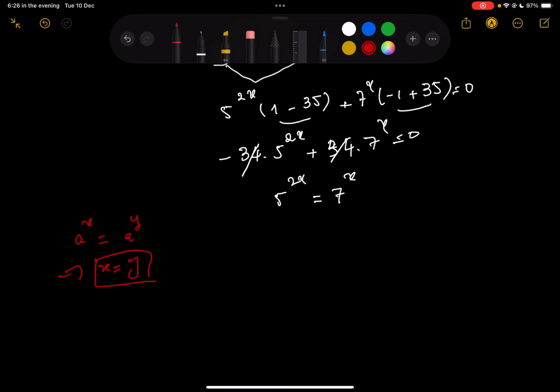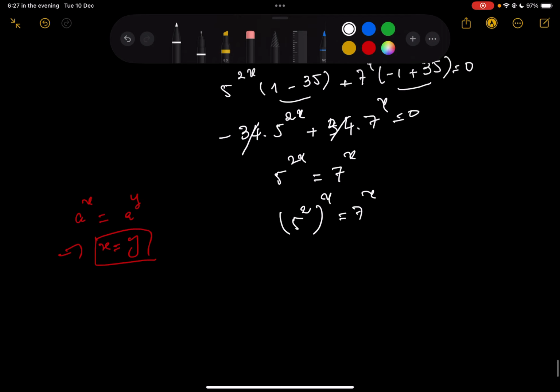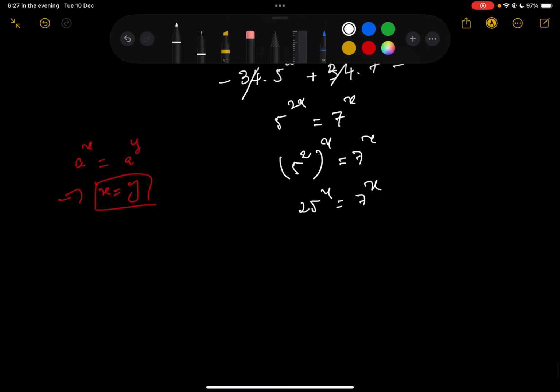And now we can look at our original equation. Here we have this, so we can write 5 power 2, all power h, equal to 7 power h. Alright, and now here we can write it as 25 power h equal to 7 power h. And now we divide both sides by 7 power h.